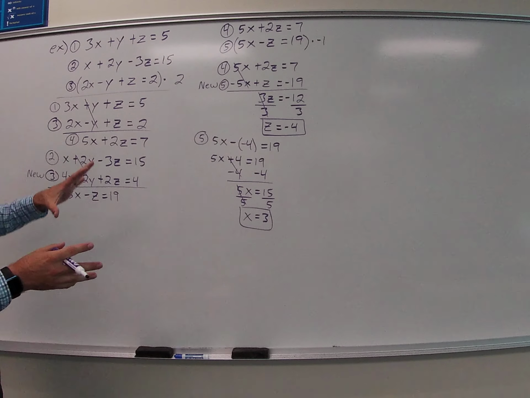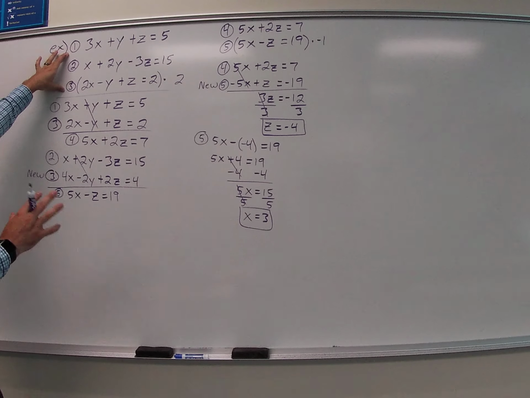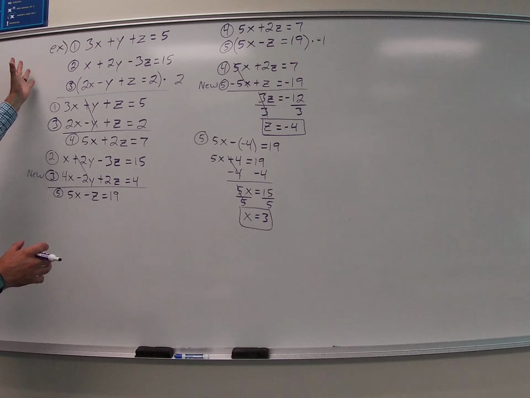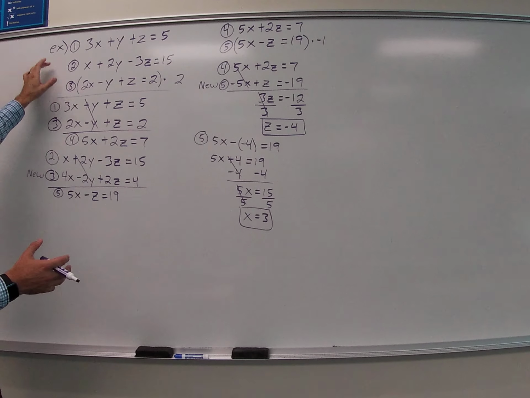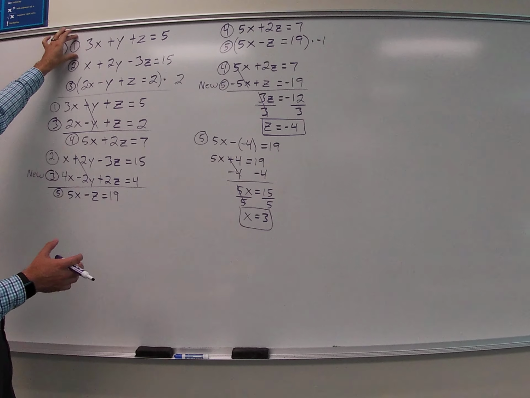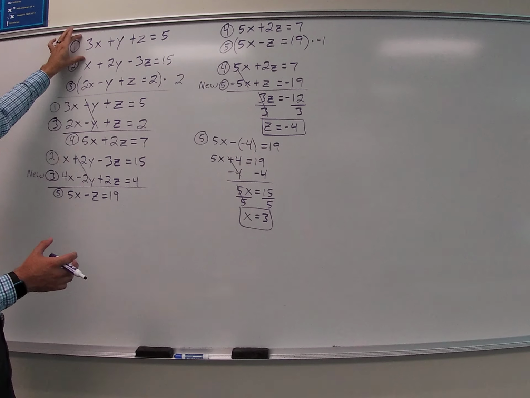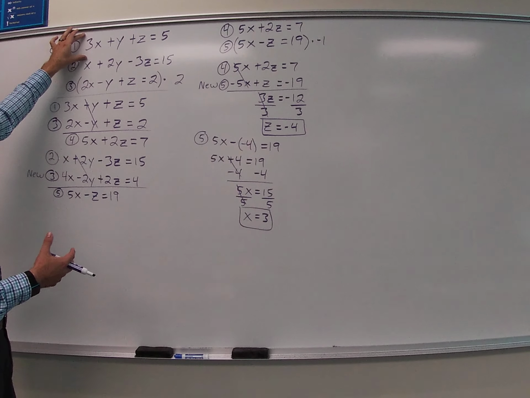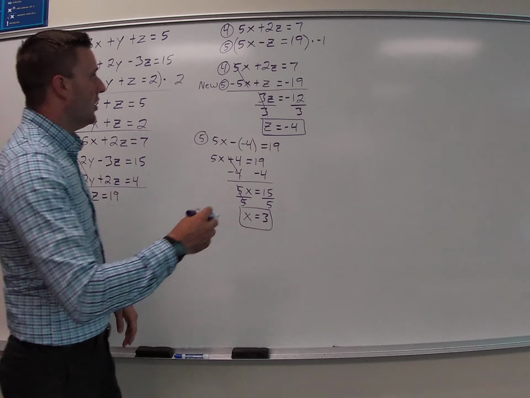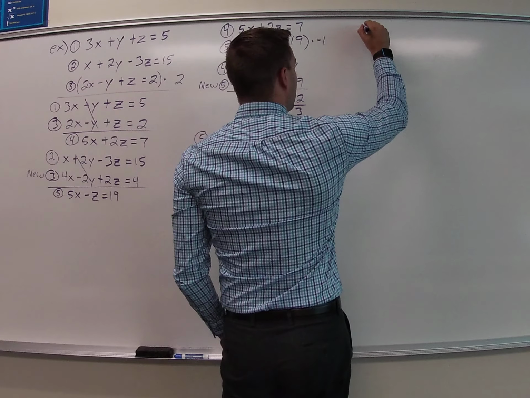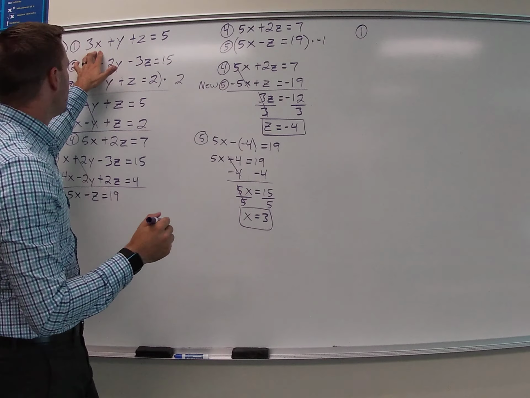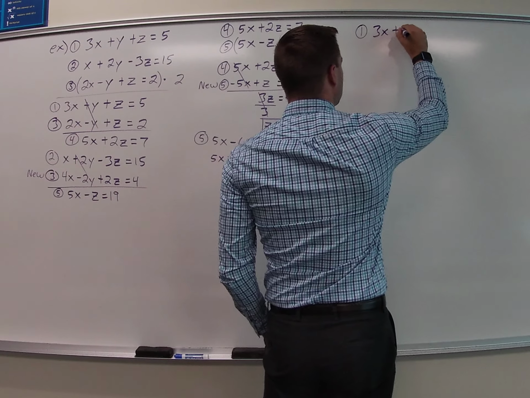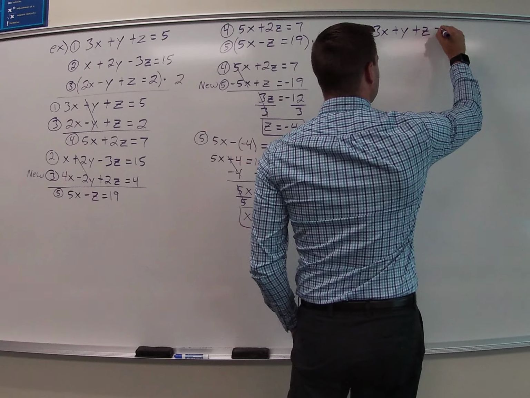In order to do that, we have to go all the way back to the beginning, which is why I wanted to keep these as clean as possible. I didn't want to cross things out. Let's just pick one that looks like it has the smallest numbers. Looks like line 1 has pretty small numbers. Line 3 also has small numbers. It doesn't matter. It's just, if you can make it easier, then great. All right, line 1. Let's choose line 1. So over here, I'm going to rewrite line 1. So 3x plus y plus z equals 5.